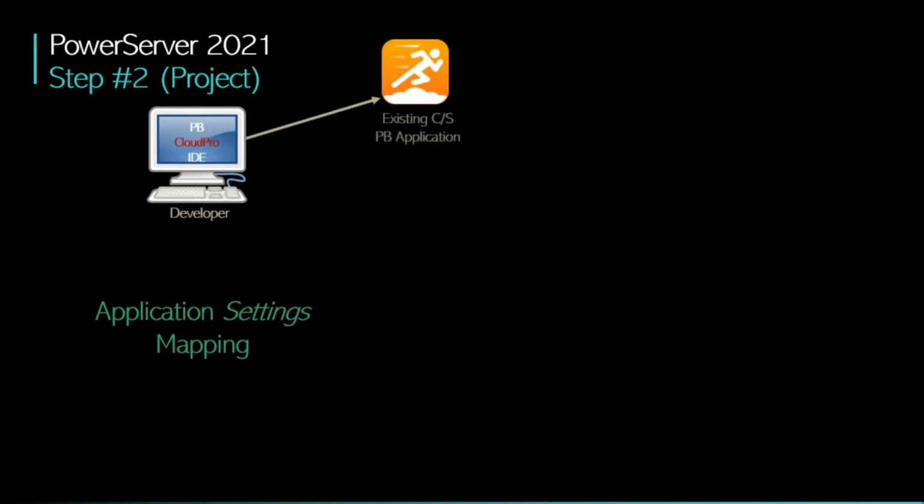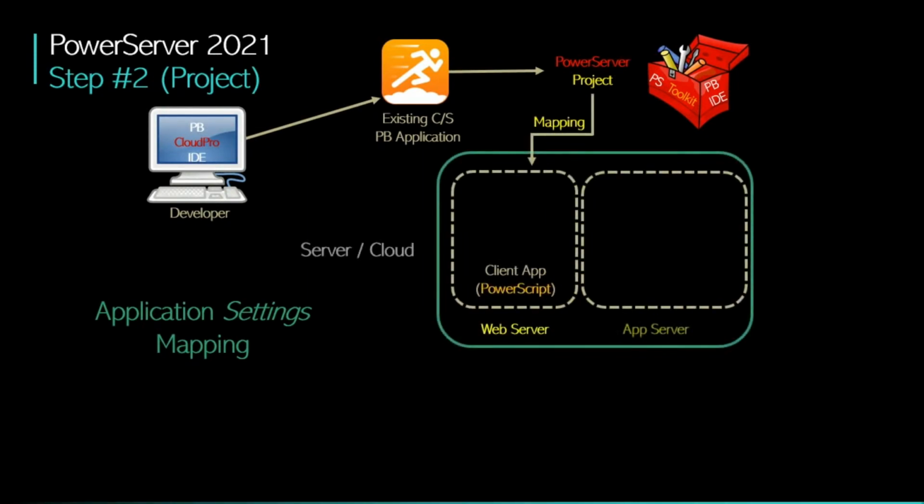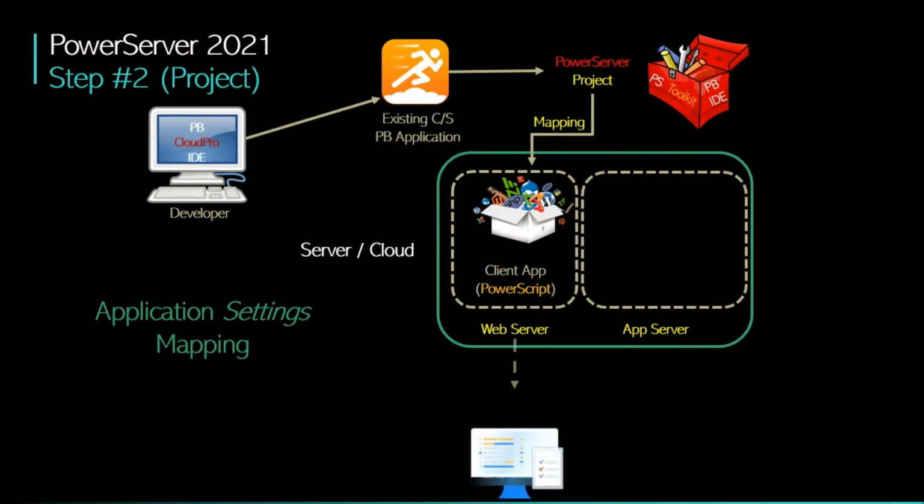So step number 2, that we have to do, is the application settings mapping. So again, let's have a look here in an existing client-server application. Now we've got the CAL installed at this point. Everything looks good. Now we need somehow to get to the existing client-server application. We need to package it for the web server. So again, we go back to the PowerServer project. This is just a new project type that interfaces with the PowerServer Toolkit to do all that for you.